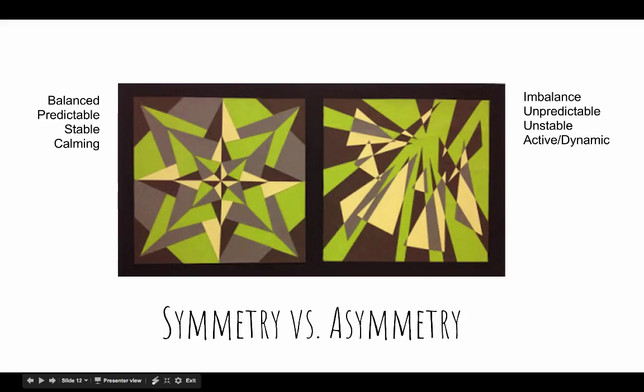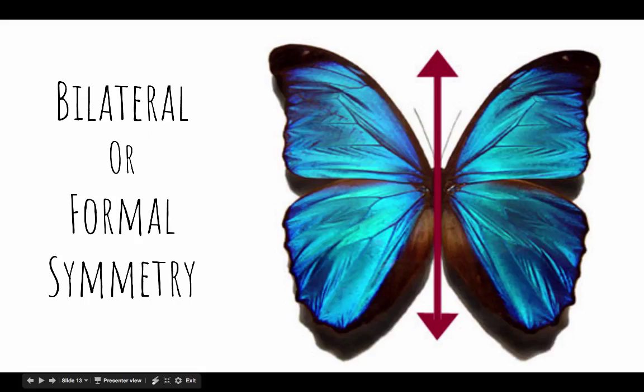There are several different types of balance, but we're focusing on symmetry versus asymmetry, with symmetry being balanced, predictable, stable, and calming usually, and asymmetry has some imbalance. Usually it's visually balanced, but not perfectly balanced like symmetry. It's unpredictable, it's less stable, and it's more active and dynamic. So we can tell between these two images that this one is looking much more active, and this one feels a bit more calming.